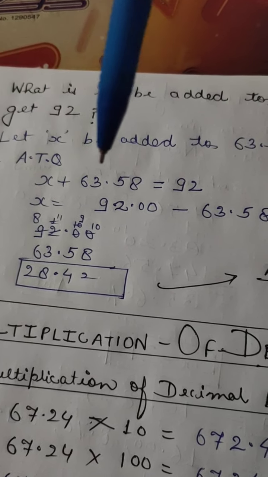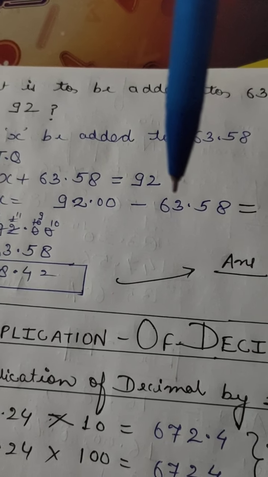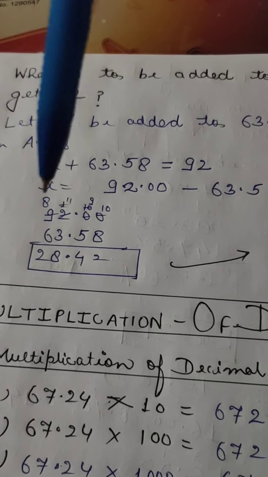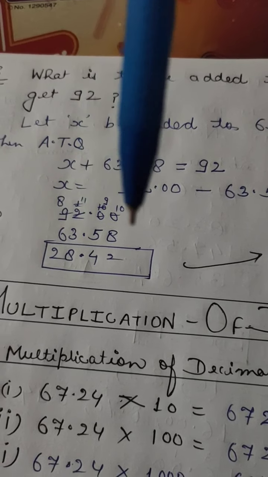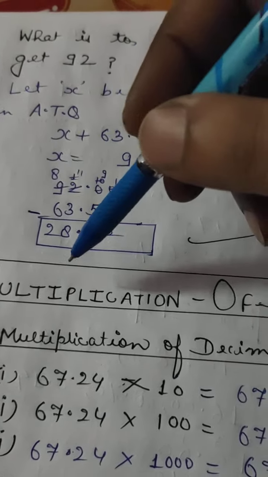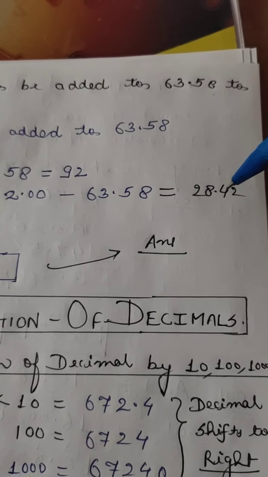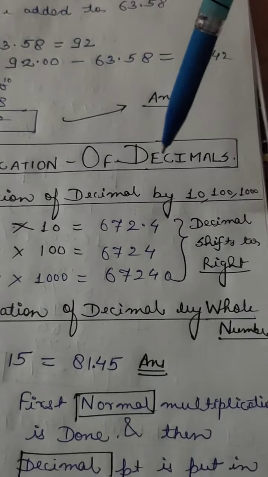So x will be equal to, when this moves to the right hand side, 92.00 minus 63.58. Then we have written 92.00 and below it 63.58. We performed normal subtraction and we get 28.42 as the answer.